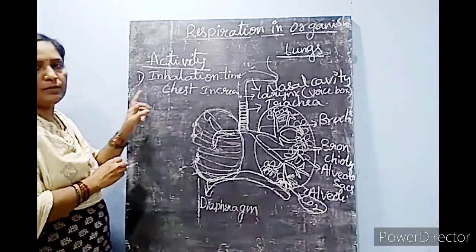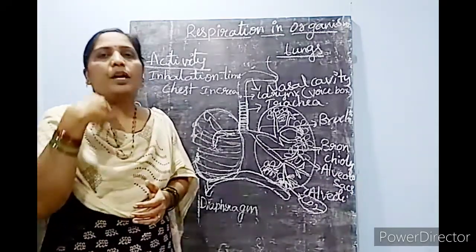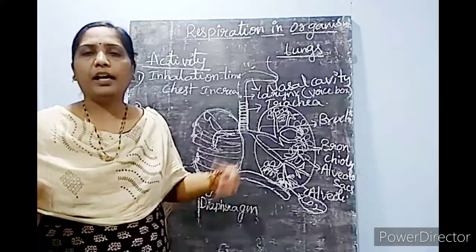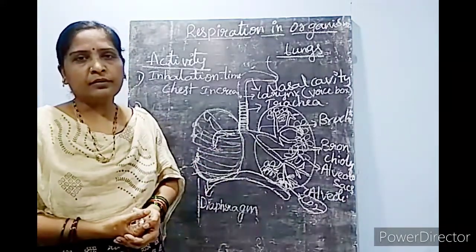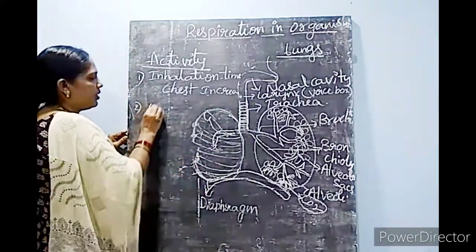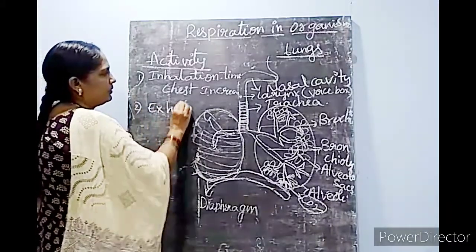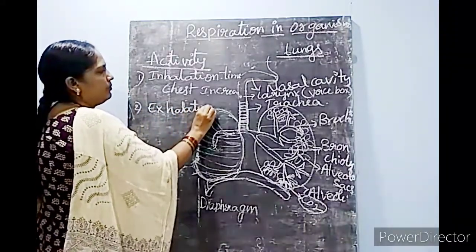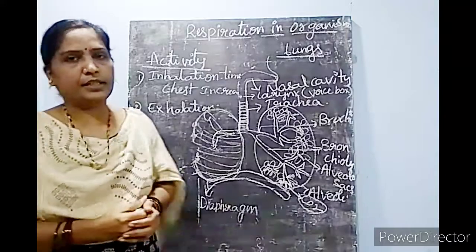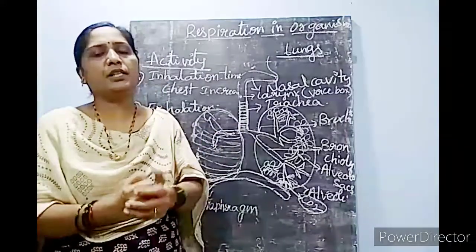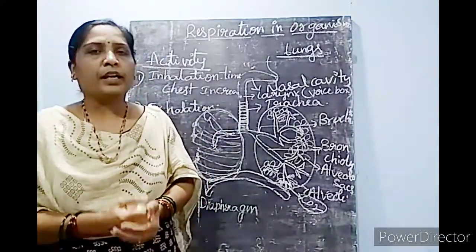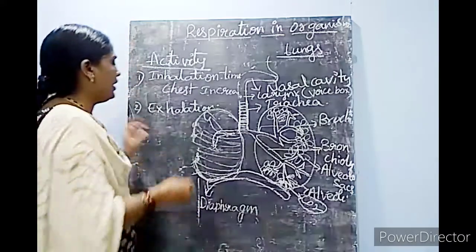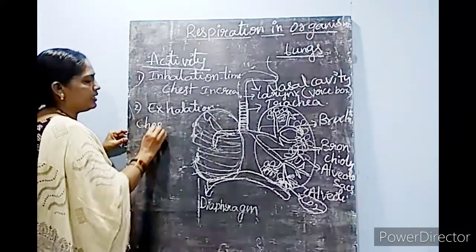In the next column, ask them to exhale the air, and again take the measurement at the time of exhalation. At exhalation time, the chest decreases. So you see how much it decreased. And finally you can find out the chest capacity.